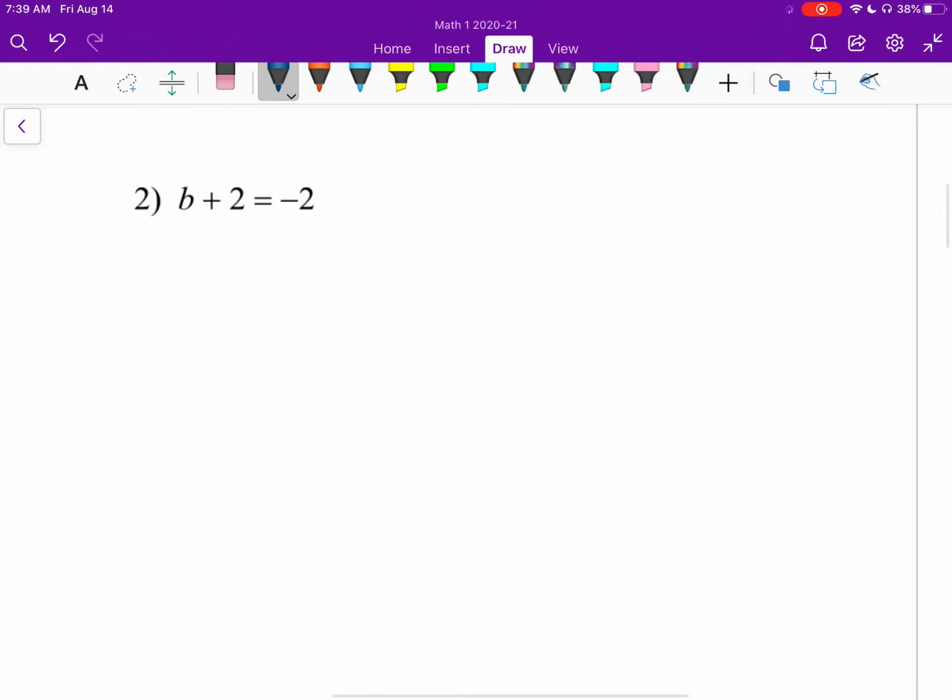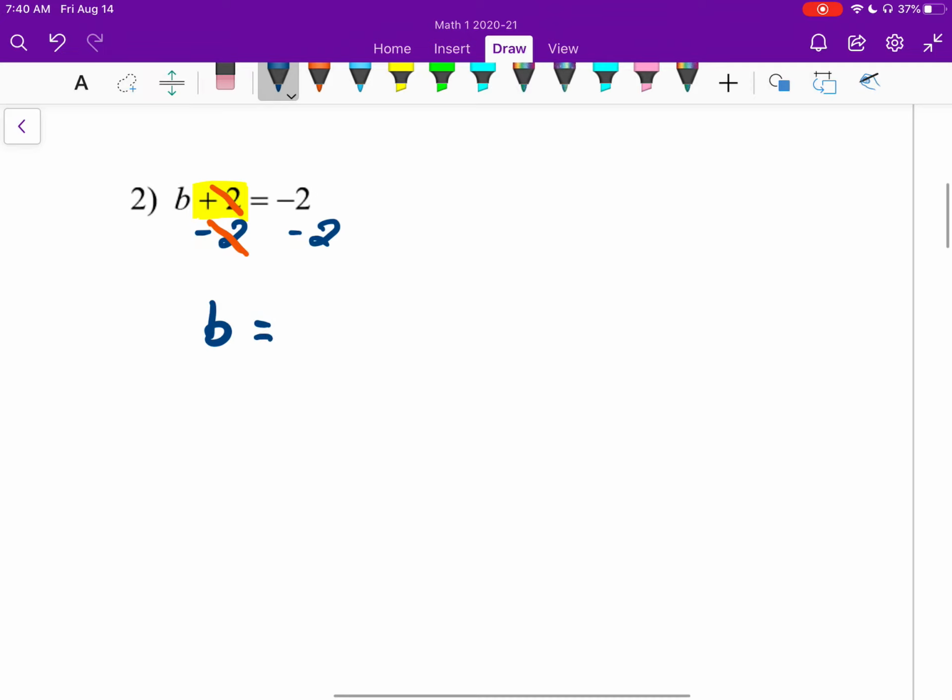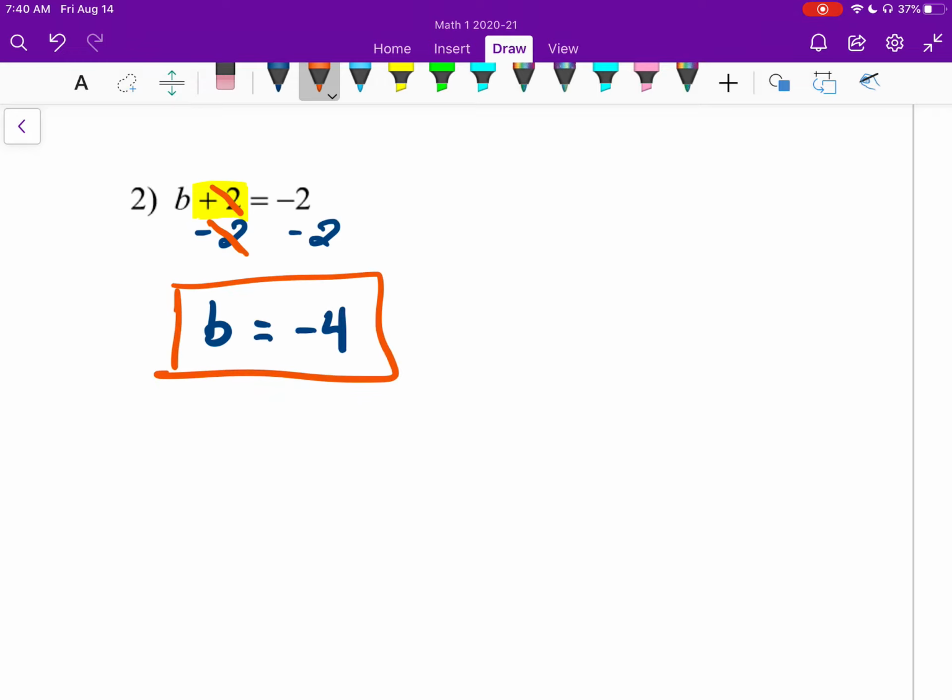Number 2, I have b plus 2 equals negative 2. To get the b by itself, I need to get rid of that positive 2. Well, I can do that by subtracting 2 from both sides. Now my 2's on the left will cancel because they'll give me 0. So I'm left with b equals negative 2 minus 2, which is negative 4. And there's my answer.